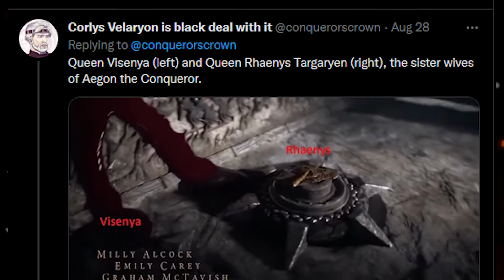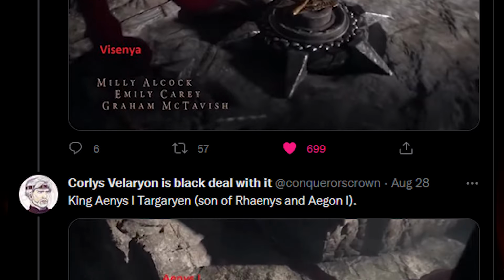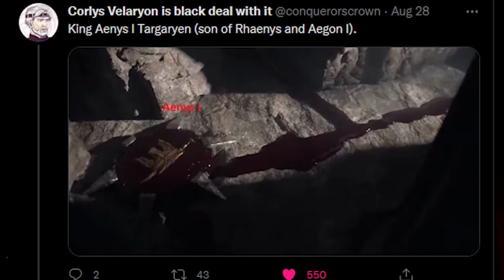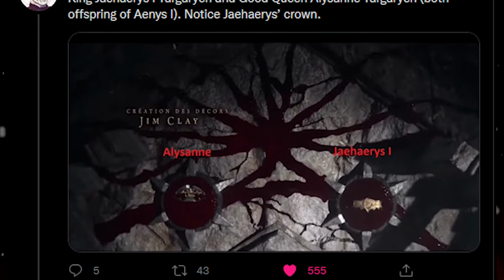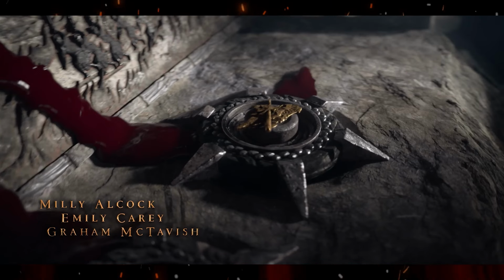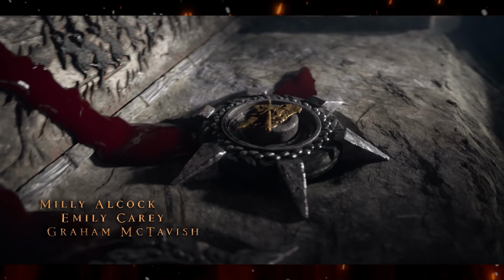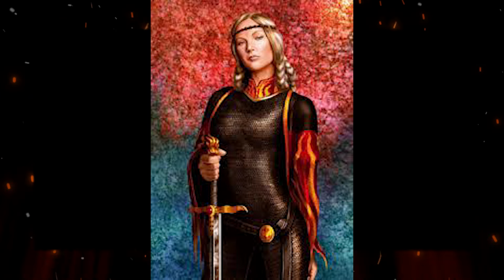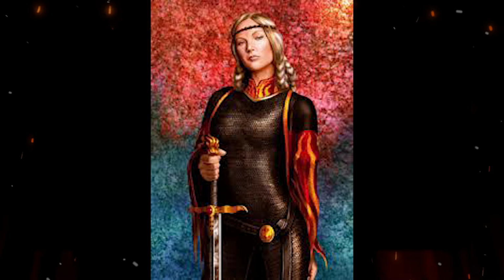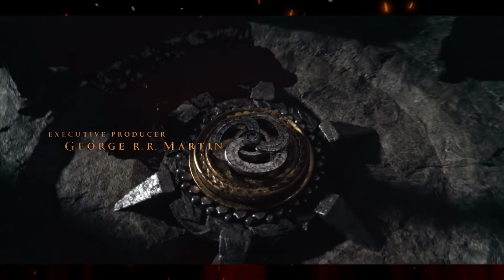Aegon, then to his sister wives Visenya and Rhaenys, and then on from there down to Viserys and Rhaenyra. However, in the second set of images, one is basically unidentifiable and the other one is some kind of dagger or maybe a sword. It would take very dedicated fans to look at those and clock them instantly, saying, oh, of course, that's Visenya, and so on throughout the rest of the intro. It's confusing in a way that it didn't have to be.